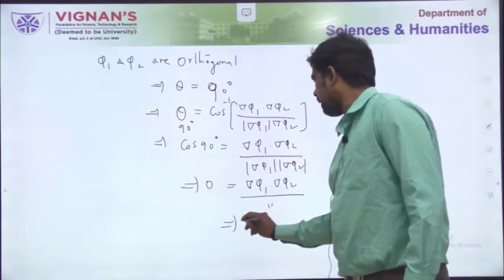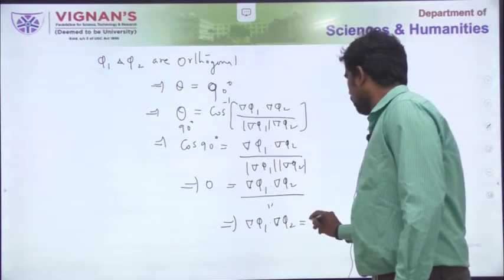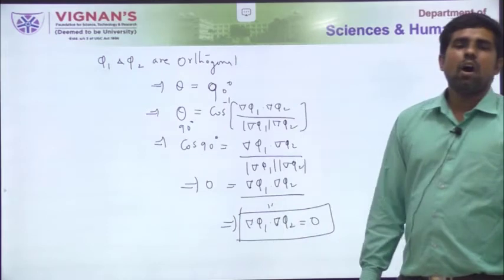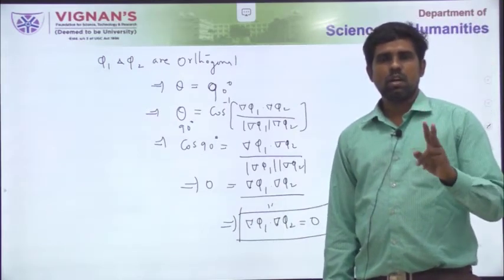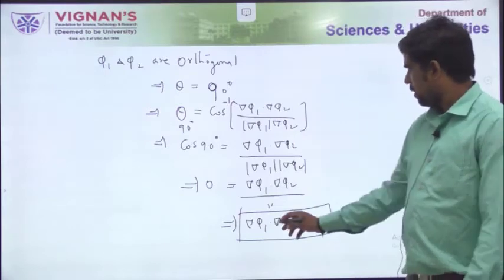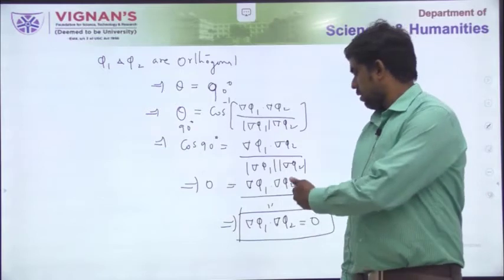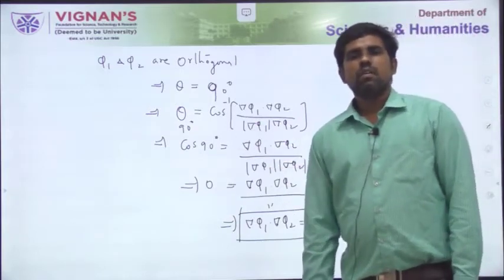From this what I can write? Del phi 1 dot del phi 2 is equal to 0. So this is the indirect meaning of orthogonal surfaces. So if two given surfaces are orthogonal, we can write directly del phi 1 dot del phi 2 is equal to 0. So this result we are going to use to find a missing term in the problem.